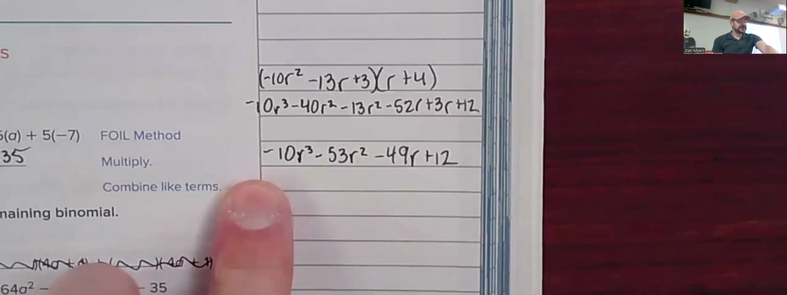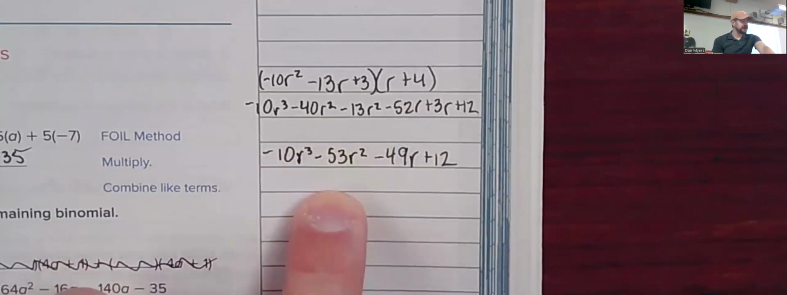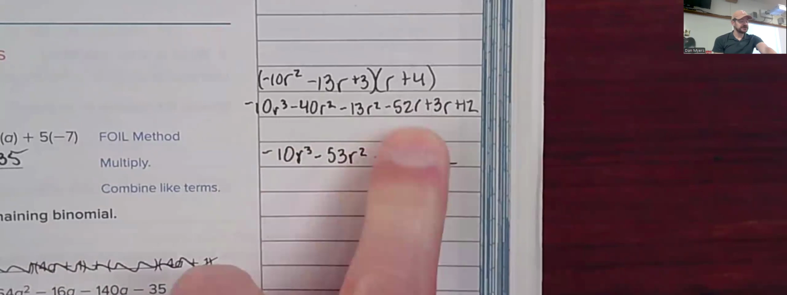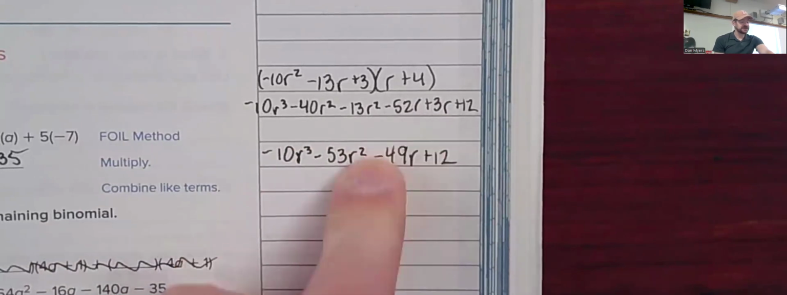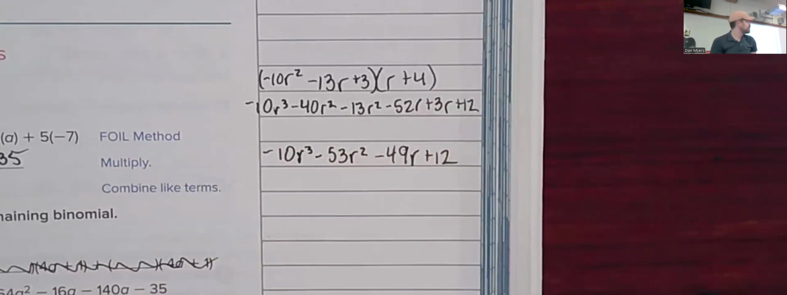Nothing combines with the negative 10r cubed. The 2 r squareds combine to be negative 53r squared. The 2 r terms turn into negative 49r, and then the plus 12 stays by itself. Questions? Cool. Last page. Here we go. Last page, last question. All right.